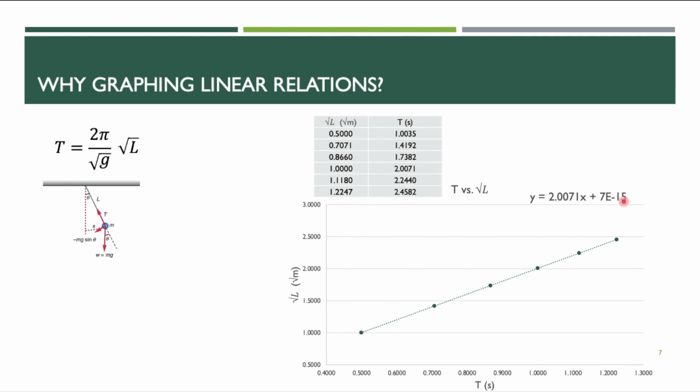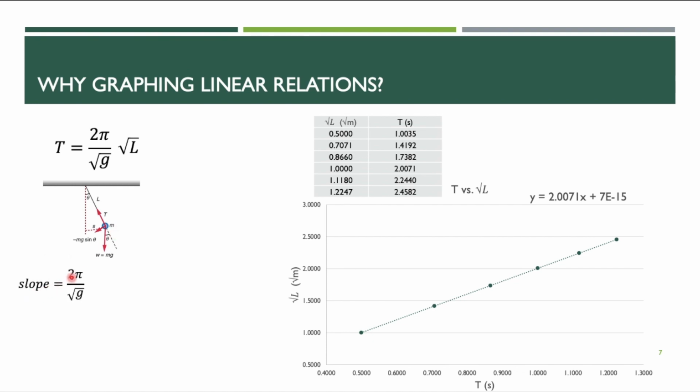And by the way, the y-intercept here is 7 times 10 to the power negative 15. So it's practically 0. And we can see it here because it's a numerical output of Excel. So we can neglect it. But what we care about is the slope here. The slope gives us information about an important constant in the simulated experiment that we are trying to figure out.